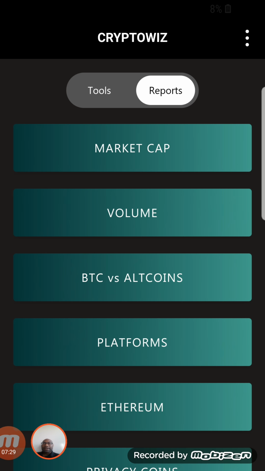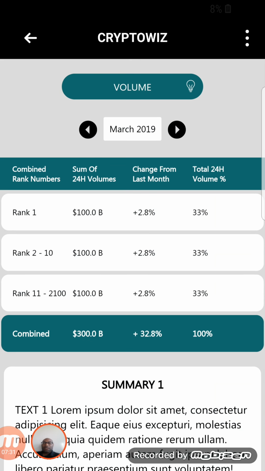I'm going to click back right now and I'm going to go to volume. The volume report is pretty much the same thing as the market cap report. The market cap looks at the value of the cryptocurrency, and the volume report looks at the interest. So how many people are interested in it, how many people are buying and selling it compared to the other 2 segments. So we split the cryptocurrency market up in 3 segments, and we look at the liquidity.